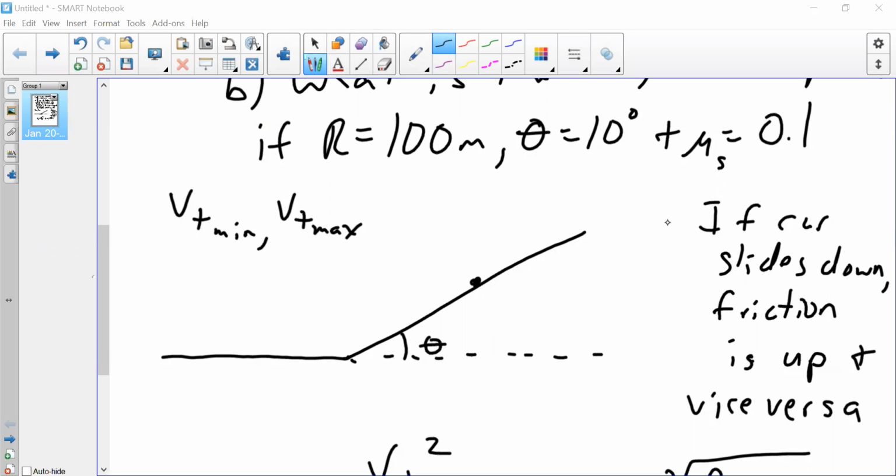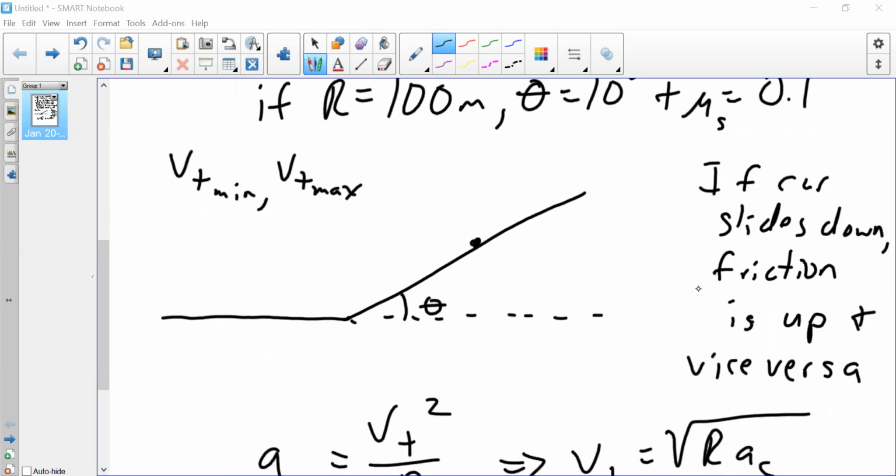If the car is sliding down, we have a minimum speed, and therefore, if it's going this way, we know friction is going to go the opposite of the motion, so it's going to go up the ramp. And if it's got a maximum speed, then it's sliding up to increase the radius of curvature, and therefore friction will go down for the same angle. So that allows us to get expressions for the minimum and maximum speed.